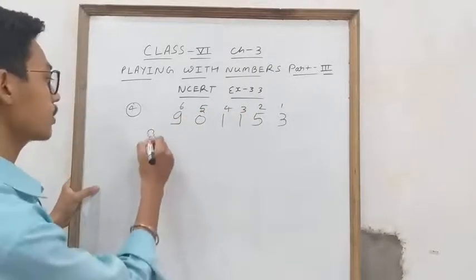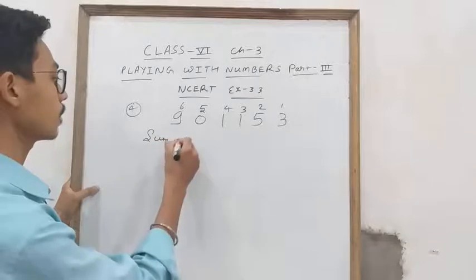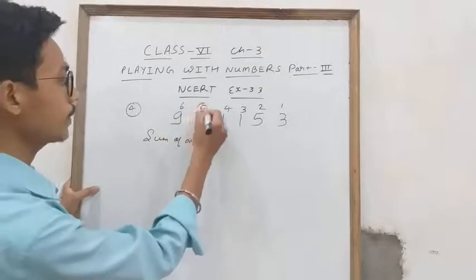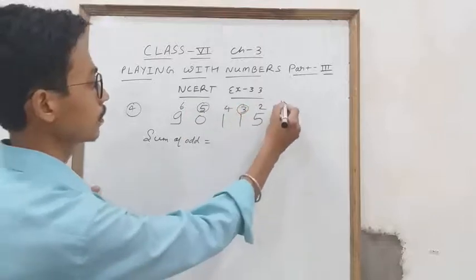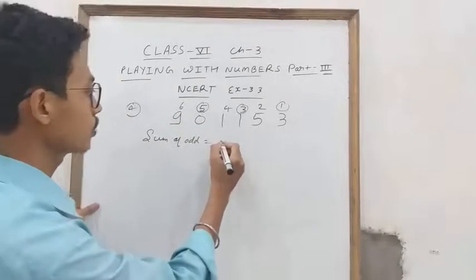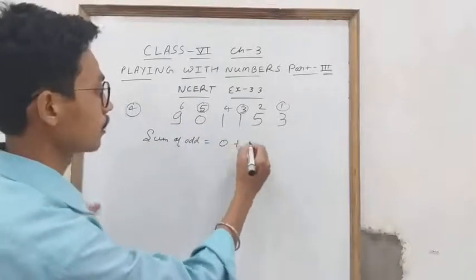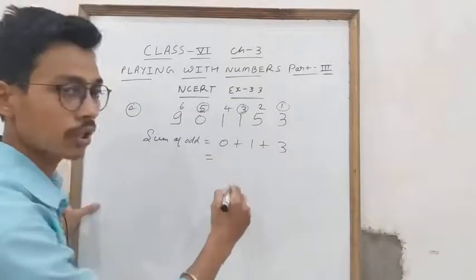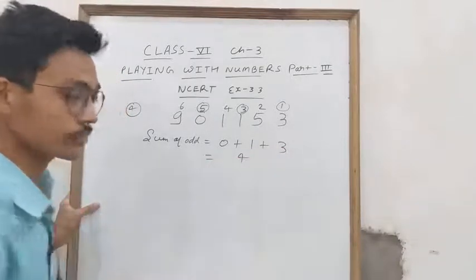Now you will write down the sum of odd places. So sum of odd, student, the odd places you will mark: 3, 1, and 5 in the odd places. Clear student? These are the numbers which are given on odd places. Now next you will write down 0 plus 1 plus 3. So what will this come to, student? 3 plus 1 is 4. Okay.